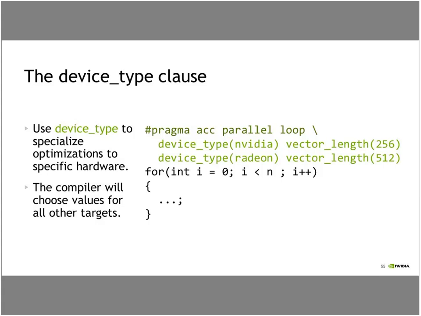So device type is a clause. Here you see I say device type NVIDIA, and any clause after that, up until the next device type, affects NVIDIA. So here I'm saying, okay, for NVIDIA devices, I want a vector length of 256. For Radeon devices, and I just made up these numbers, I might want a vector length of 512. So this allows you to specialize here. Any other device I run on, multi-core, ARM, Power, FPGA, whatever other platform I might run on down the line, the compiler will choose the default value for me.